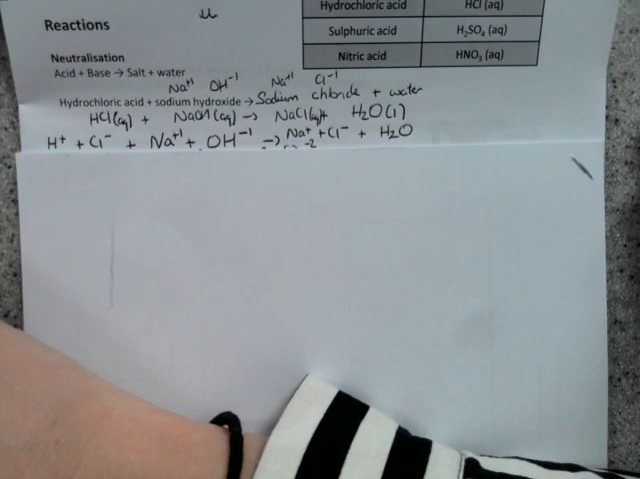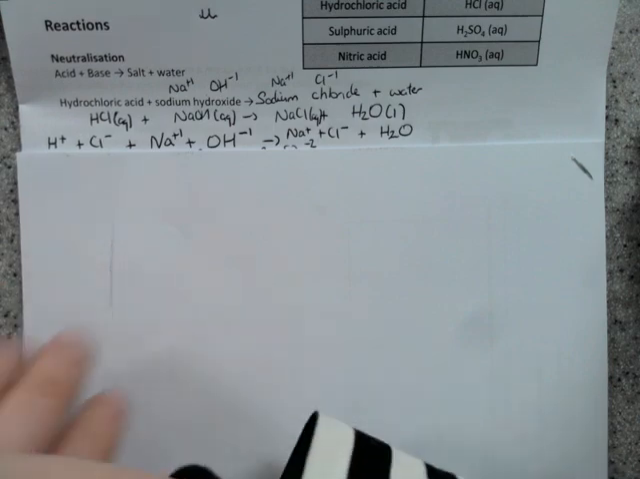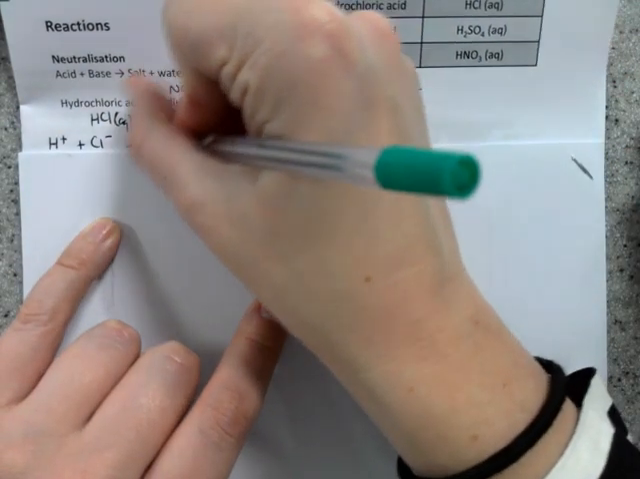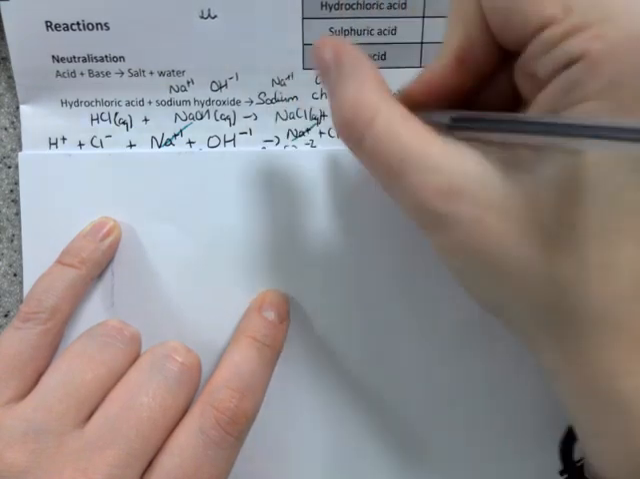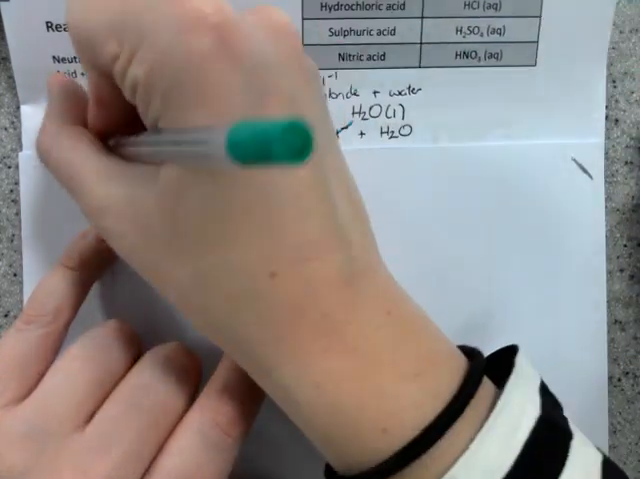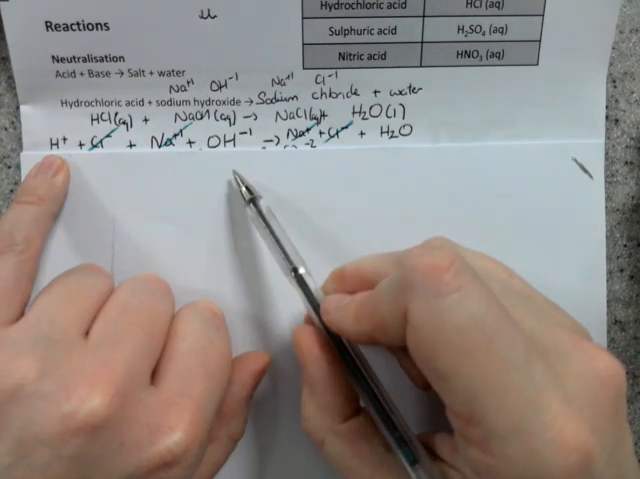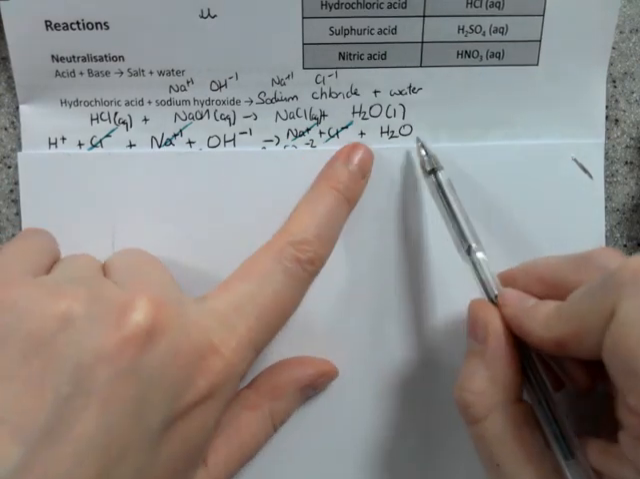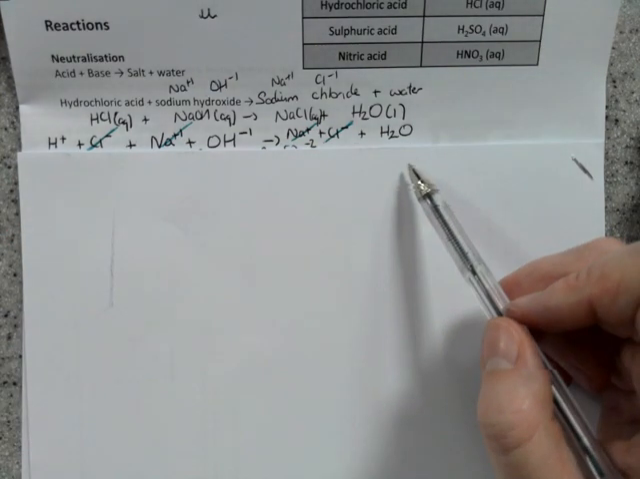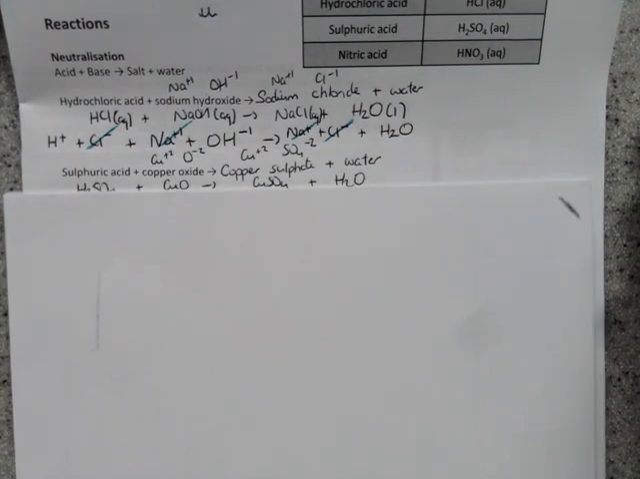Anything that is exactly the same on both sides is going to cancel out. So my Na+ is going to cancel with my Na+, my Cl- will cancel with my Cl-, and I'm left with H+ plus OH- goes to H2O, and that is your ionic equation.